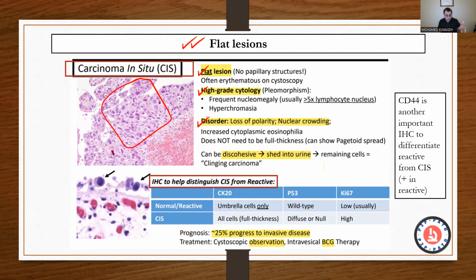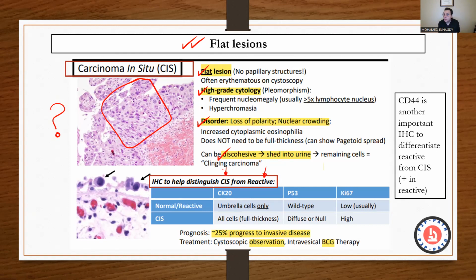In carcinoma in situ, these atypical or malignant cells are usually very discohesive, to the point that they shed into the urine, and this leads to positive urine cytology. This we will cover later in the cytology section. However, the key question you need to answer when you look at this slide is whether this is a true carcinoma in situ or just reactive atypia, what we call reactive changes?